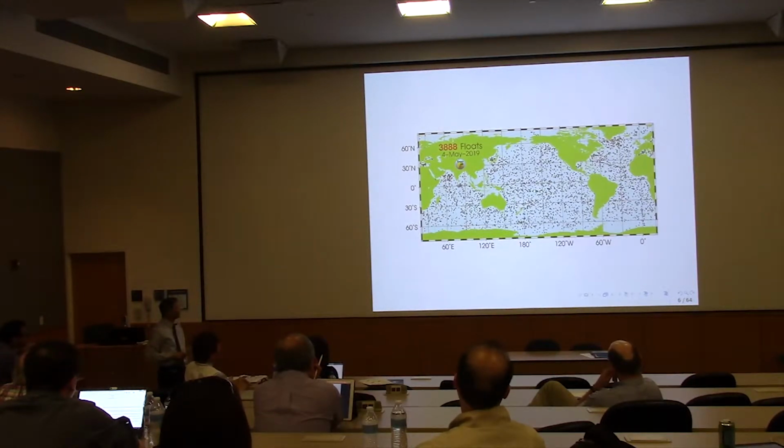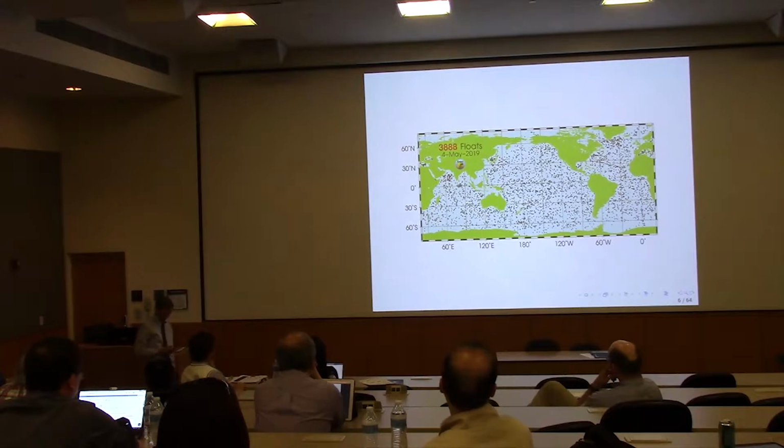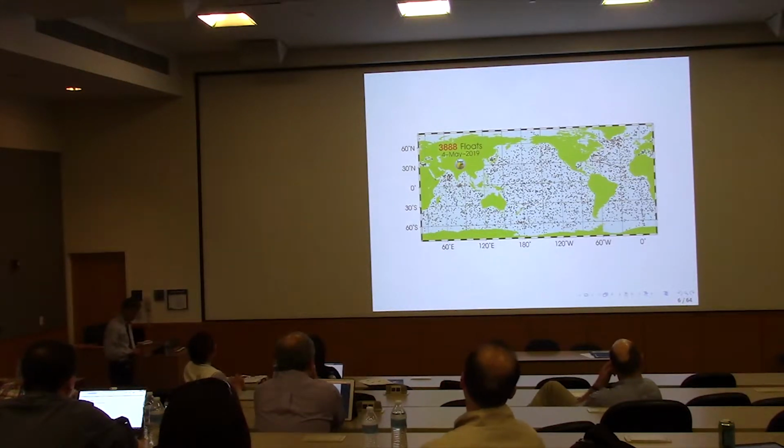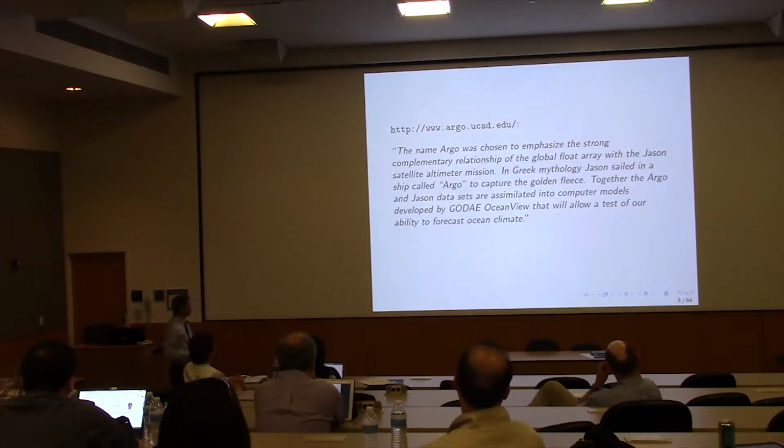You would think that there are a lot of floats, but really, in view of the vastness of the ocean, we still have very sparse data. For example, here in the South China Sea, there are only a couple of floats, which is kind of surprising. The floats are free floating. They're not attached to any fixed station or anything like that. So they do move around, perhaps not too much.